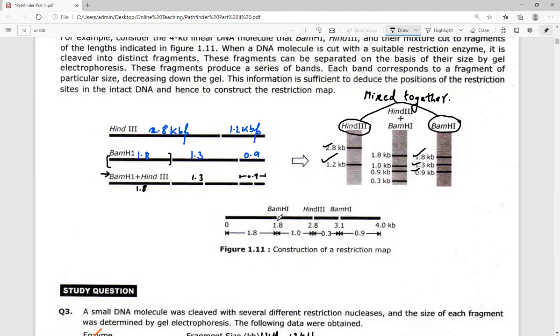Okay, then you have the other fragments which are present. 1.2, 9 plus 3 equals 1.2 kilo base pair fragment, and these are the other fragments, 0.9 base pair fragment. So that would be the construction of the restriction map.